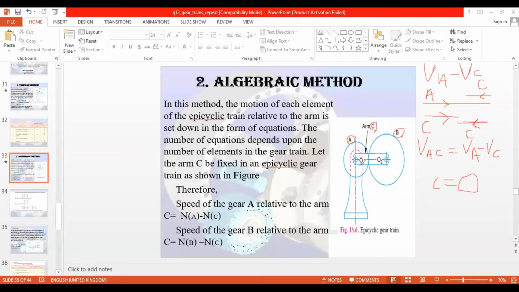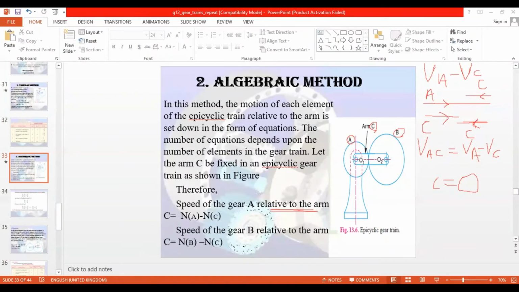Speed of the gear A relative to arm C, which means I'm going to stop the arm and leave A to move. So here I have NAC, relative to arm C. What's the movement of A? That is NA minus NC. You see here VA minus VC. Similarly, speed of A minus speed of arm. So this is the speed of gear A relative to arm C. You need to look carefully into the sentence. This is relative to C, which means you are stopping C and allowing A to move, right?